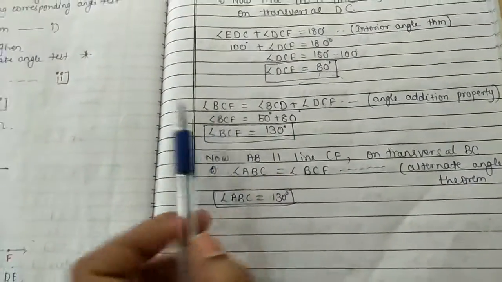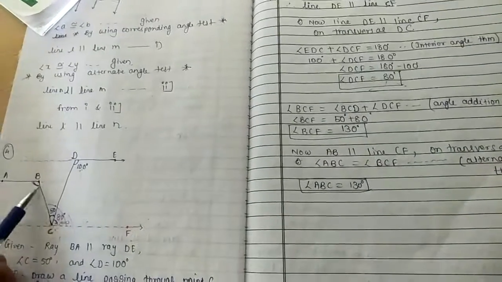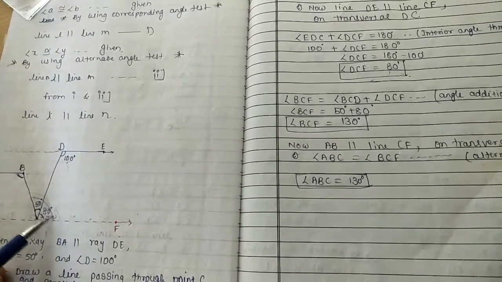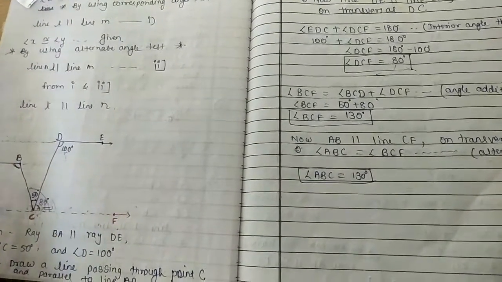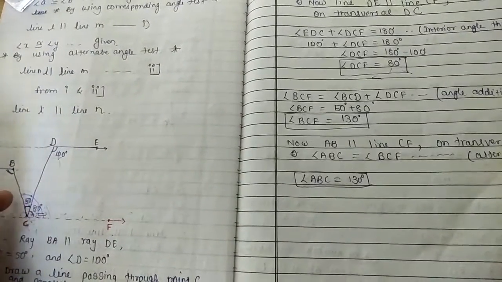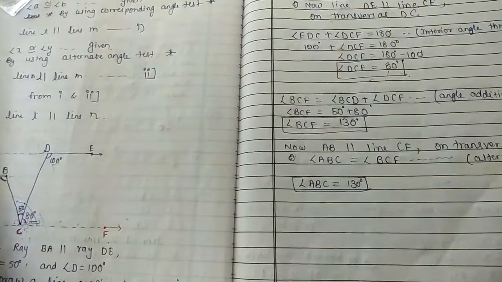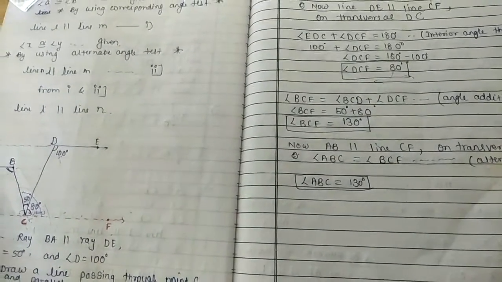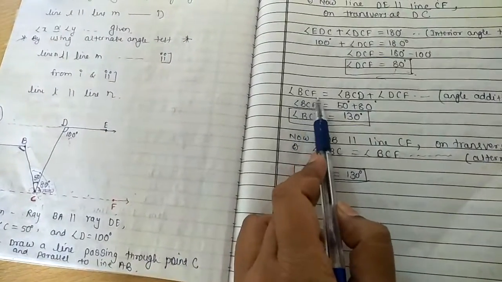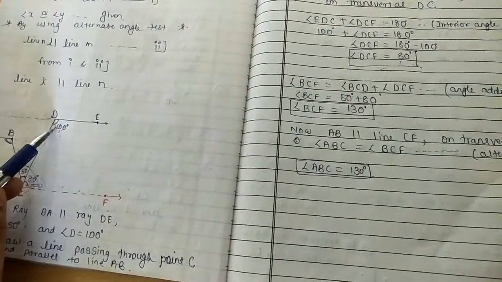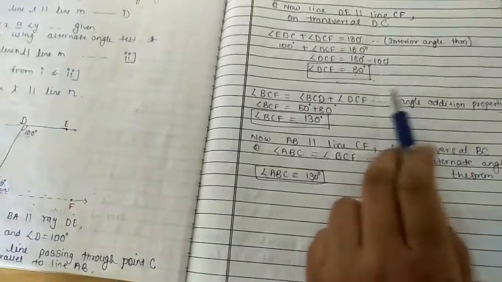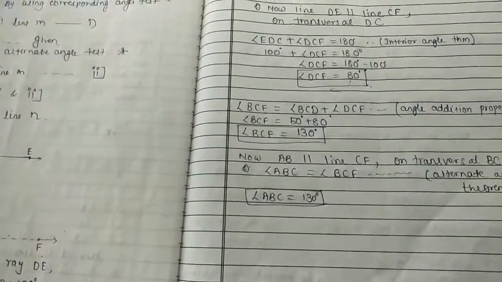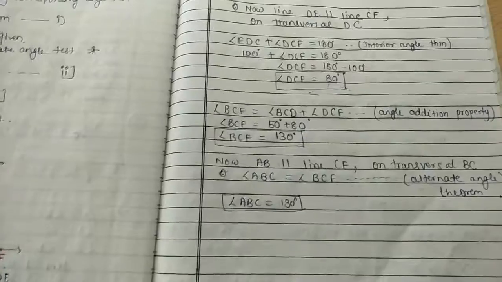So then what do we say? We say that angle BCF is nothing but the addition of these two angles. If you look at angle BCF, this angle and this angle together make angle BCF. So we add the two angles, and that angle property is called the addition of angles. Here we say that angle BCF is equal to BCD plus DCF, and the reason we give is the angle addition property. Always keep in mind that whenever you add two angles, that property is called the angle addition property.